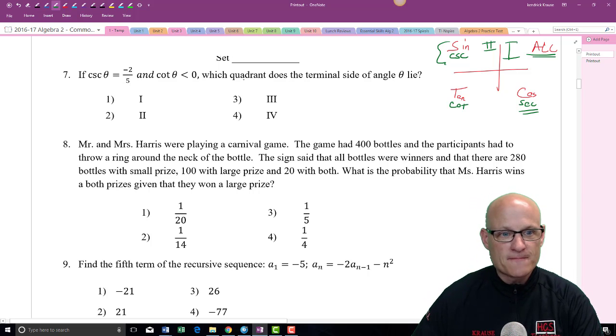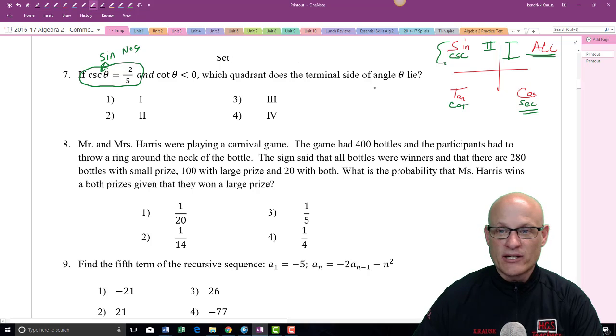This is important stuff. So, this is not telling us that cosecant is negative 2/5. This is telling you that sine is negative, because sine and cosecant are reciprocal functions, so sine is negative. So I'm going to come over here. Sine is positive up on the top up here, so sine must be negative here, and sine must be negative here. Now I'm going to go to this.